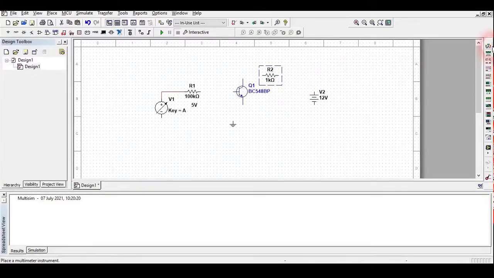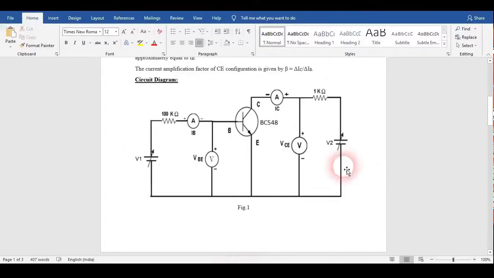Now remember, we need to take the values of voltages and current also, so we are going to use ammeters and voltmeters. Just look here, you can find the ammeter. Two ammeters are there for measuring IB and IC current, and two voltmeters are there for measuring VBE and VCE.